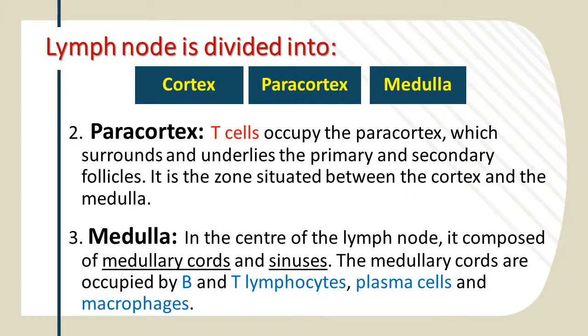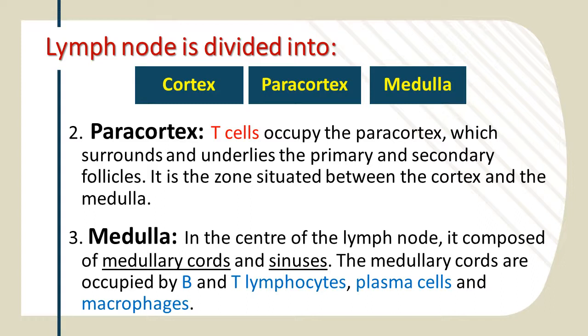The intermediate area between the cortex and medulla is called the paracortex. T cells occupy the paracortex, which surrounds and underlies the primary and secondary follicles. It is the zone situated between the cortex and medulla, which contains the mobile pool of T lymphocytes, responsible for cell-mediated immune responses. The paracortex also has abundant dendritic cells.